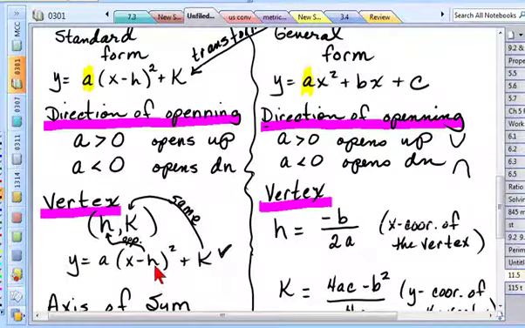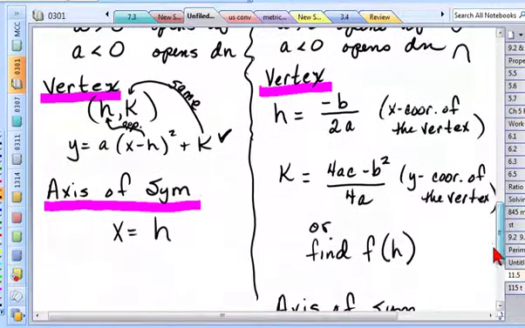And you notice that the h coordinate has a negative in front of it. You take the opposite of that sign to be h, but you take this to be exactly k. In other words, the vertex is sitting there staring at you from this. And I'll go over more of that in an example problem in a minute. The axis of symmetry is still x equals h.